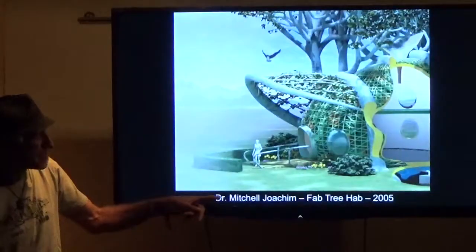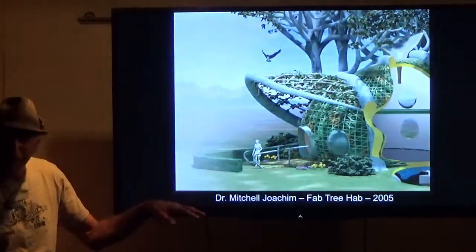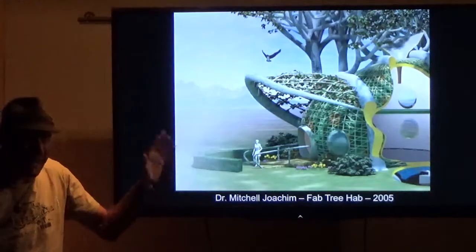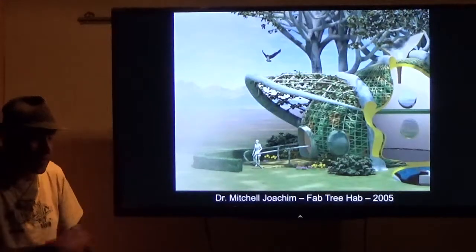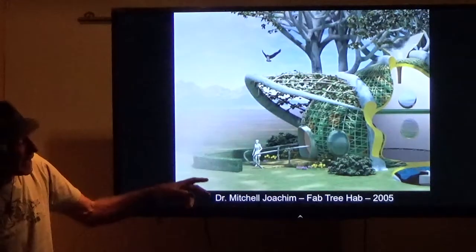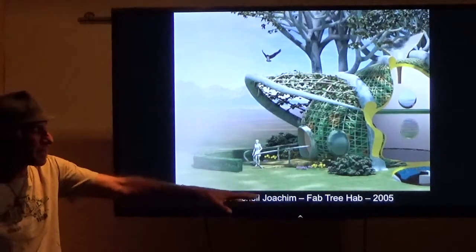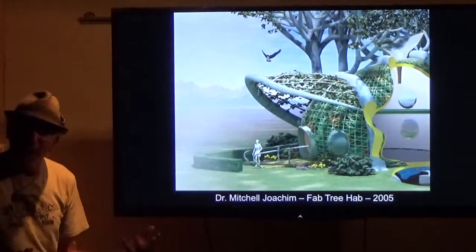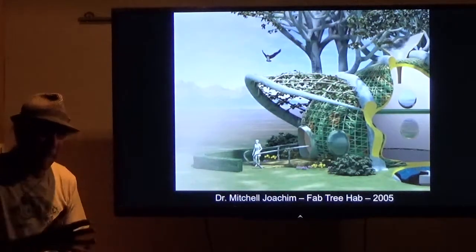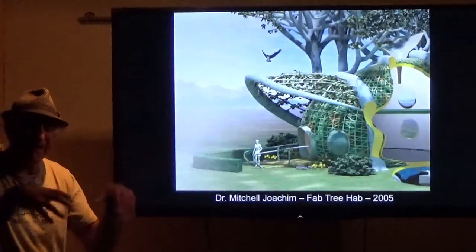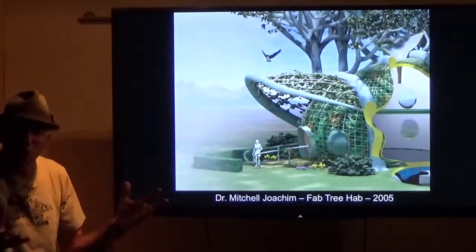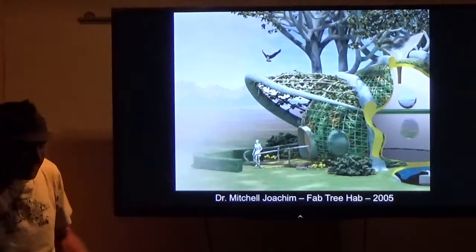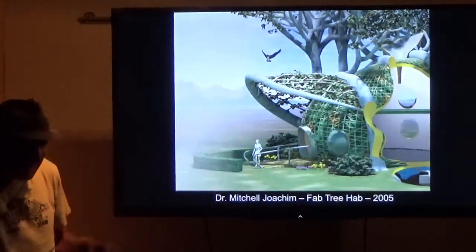And then Dr. Mitchell Joachim, who has a double PhD and teaches at MIT and at Columbia University and has his own business to work on these new developments called Terreform, proposed in 2005 this concept of the Fab Tree Hab. He's like, why don't we cut down trees, cut them up into pieces, and then put all those pieces back together to live in it? Why don't we just take the tree, the living organism, and have it grow into our house? It's never been done, but at least he's proposing it as a concept.